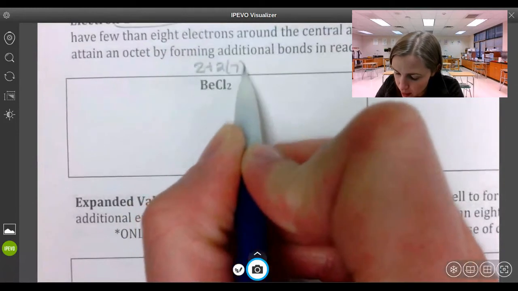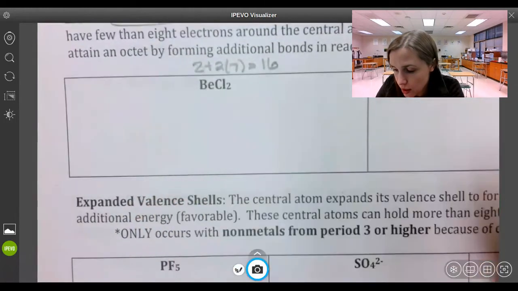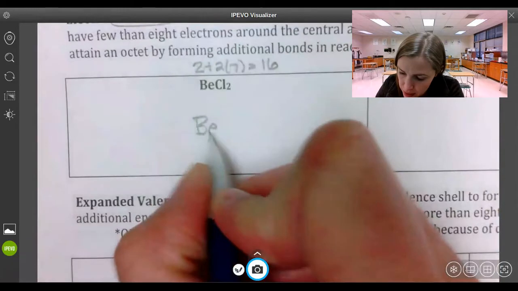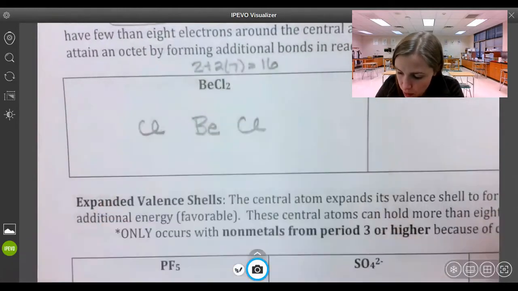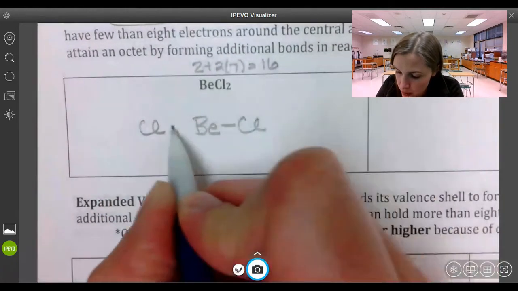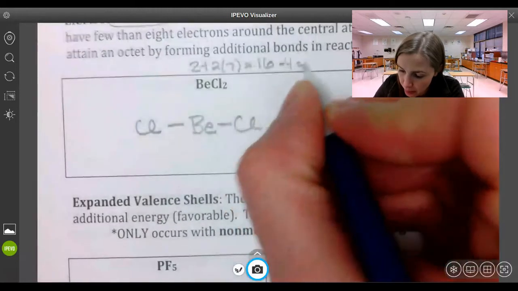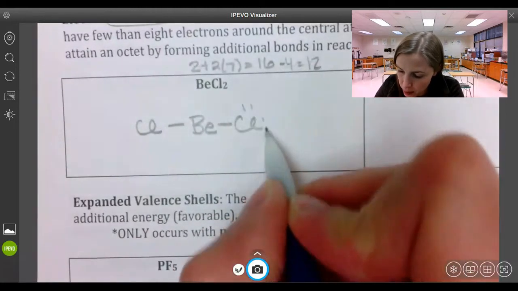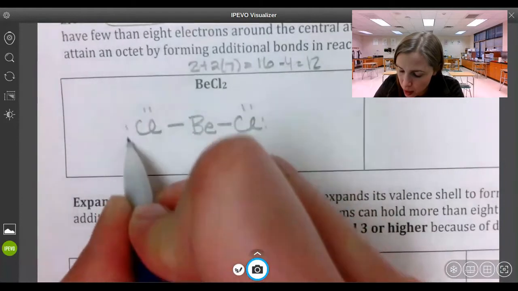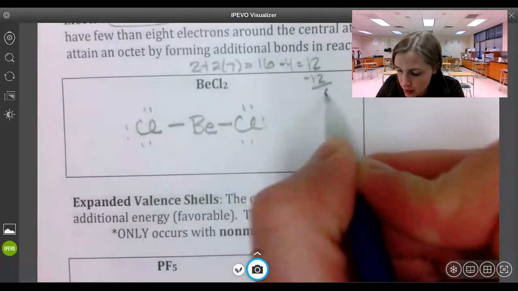Each chlorine has 7. So that's 14 and 2, so that gives me 16. You're going to start with beryllium in the center, still following the same rules. Okay, those are my chlorines. I'm going to draw single bonds to them, so that's 4, which means I have 12 left. So I'm going to go ahead and put my 6 and 6 on my 2 outer atoms. So that gets me to 0.